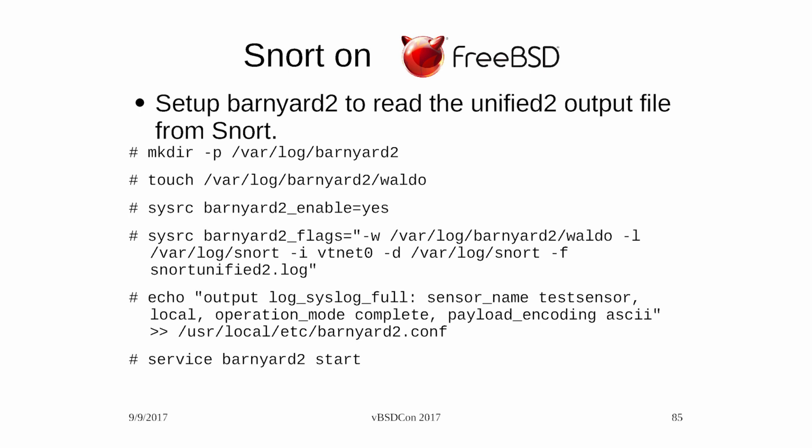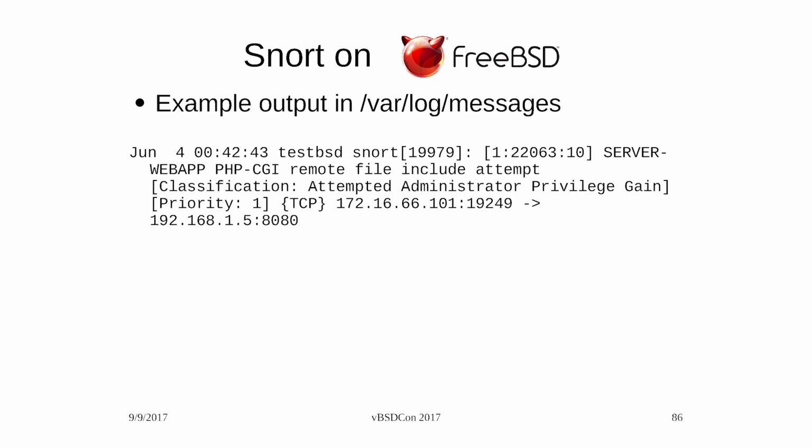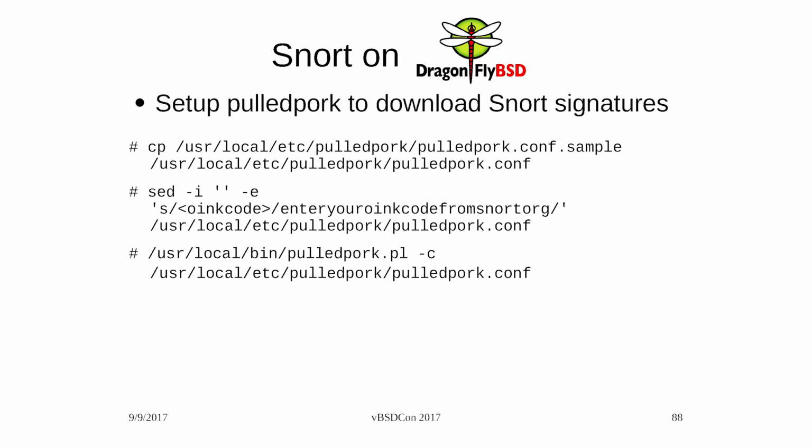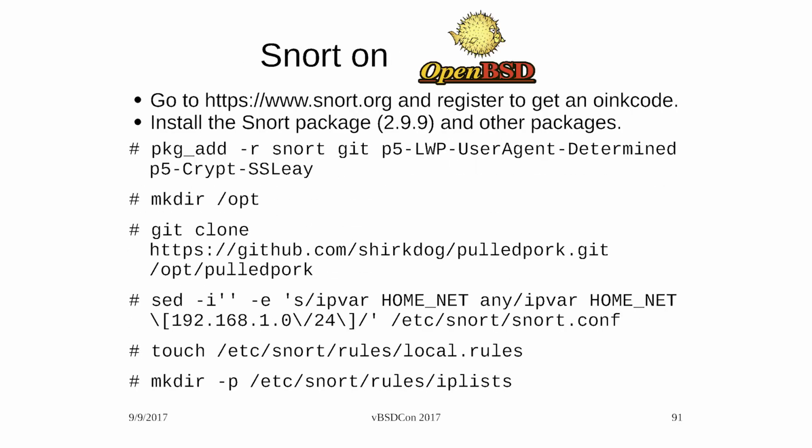Unified output is the main way you want to run if you can, just outputting to the binary format. Then you have another tool called Barnyard that will read in the data. I'm just putting this up here as an example of what you get: someone is trying a remote file include attack, and what you would see if you set up syslog output. Same stuff for DragonFly, so I'm just going to skim through that.